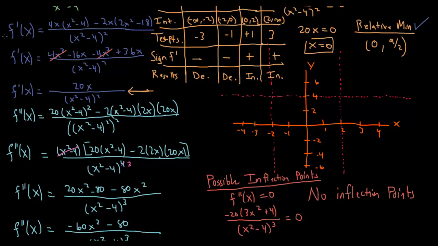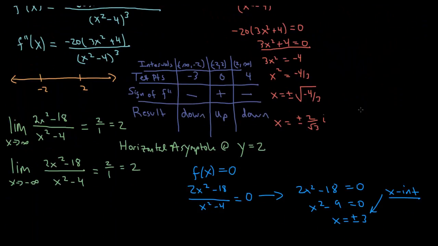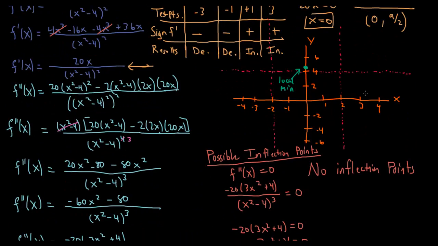Oh, let's make that a different color, a little more contrast. So there's the minimum, or rather a local or relative minimum. Not the minimum, that would be the absolute smallest point, and there's not going to be an absolute smallest point on this graph. Okay, the x-intercepts we found were plus or minus 3. So let's go back up here. Now, let's consider how asymptotes work in conjunction with our concavity and increasing versus decreasing behavior.